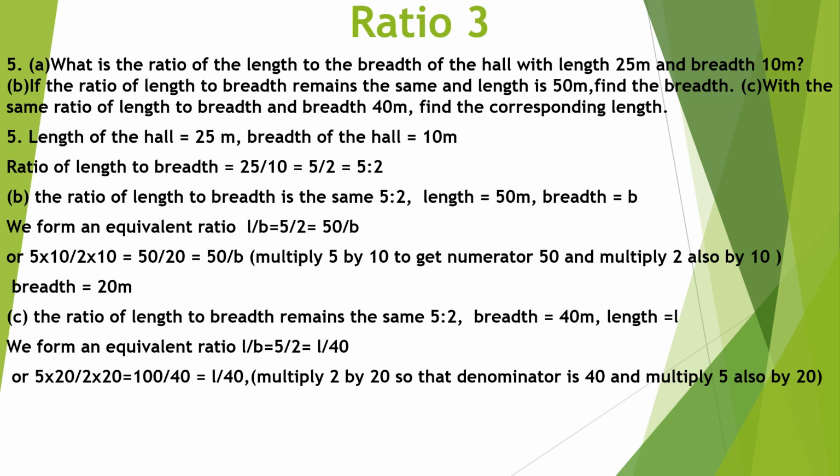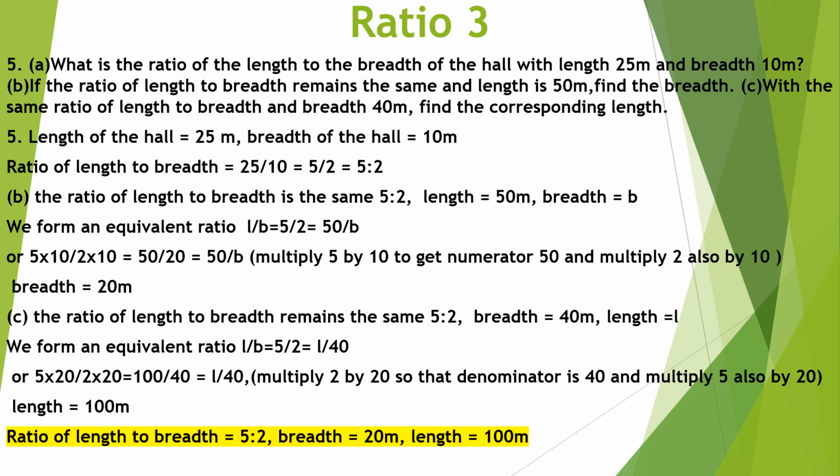Multiplying 2 by 20 so that the denominator is 40, and multiply 5 also by 20. So 5 into 20 is 100 and 2 into 20 is 40. It is equal to L upon 40. The denominator in both the cases is 40. So length will be equal to 100 meters. Ratio of length to breadth is equal to 5:2. Breadth is equal to 20 meters and length is equal to 100 meters.